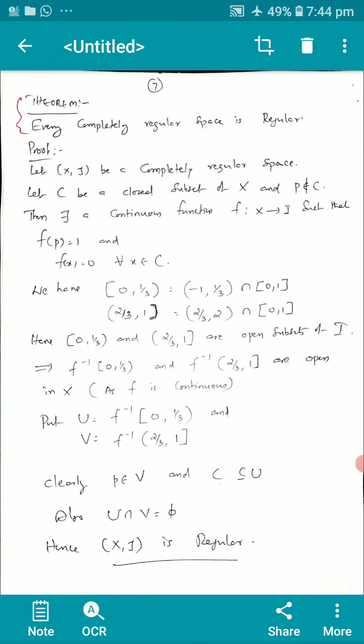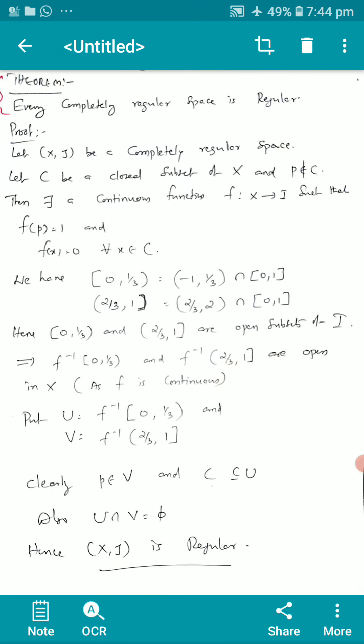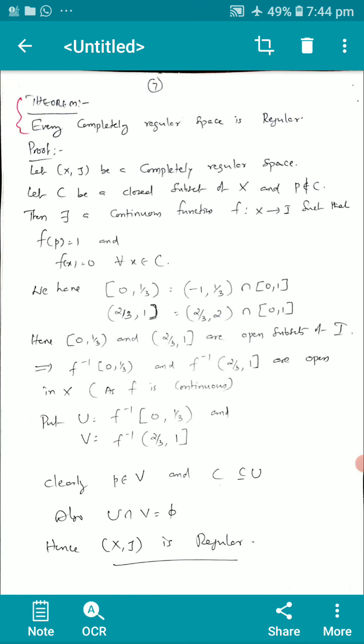Next theorem: every completely regular space is regular. Every completely regular space is regular. That's also important. Proof: let (X, τ) be a completely regular space. Let C be a closed subset of X and P not an element of C. Then there exists a continuous function f from X to the closed interval [0, 1] such that f(P) = 1 and f(x) = 0 for all x in C.